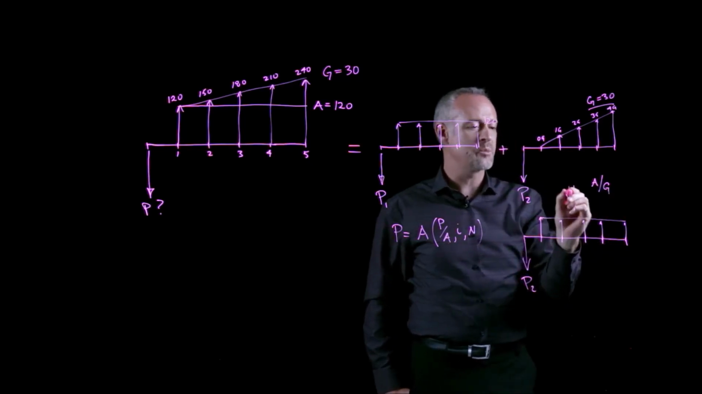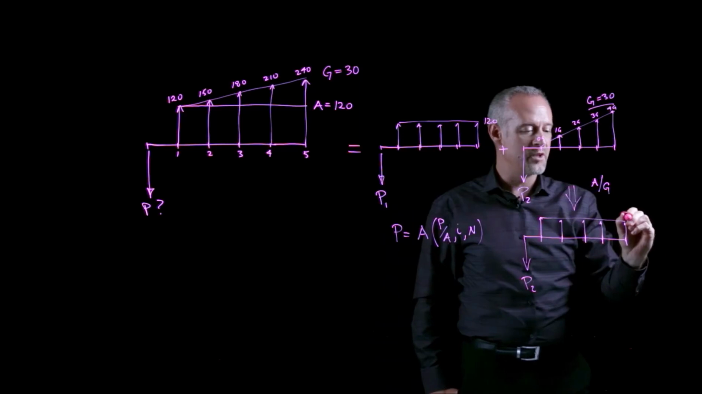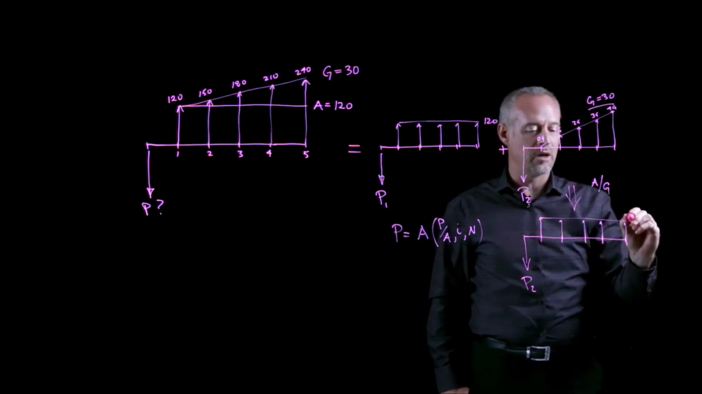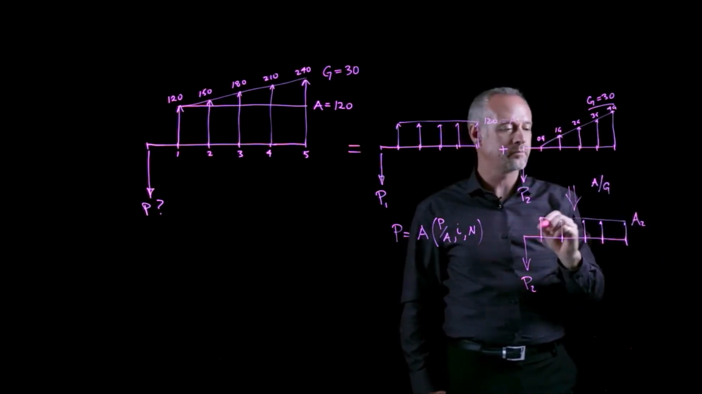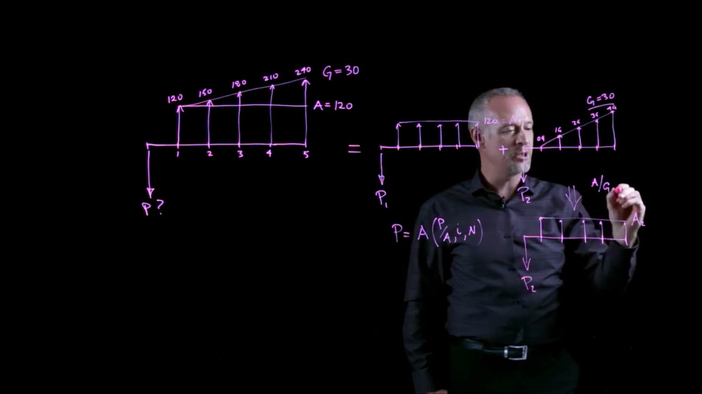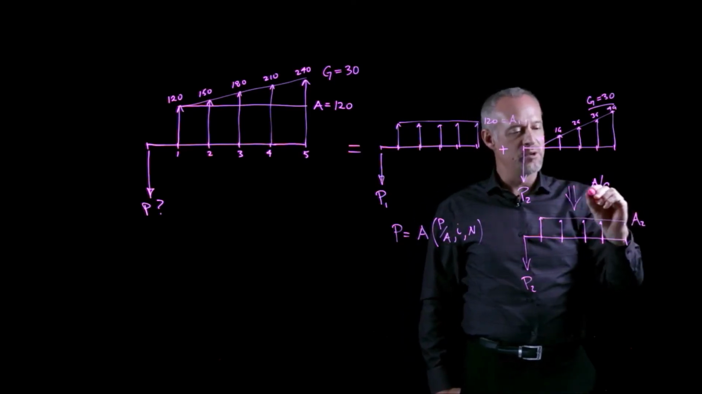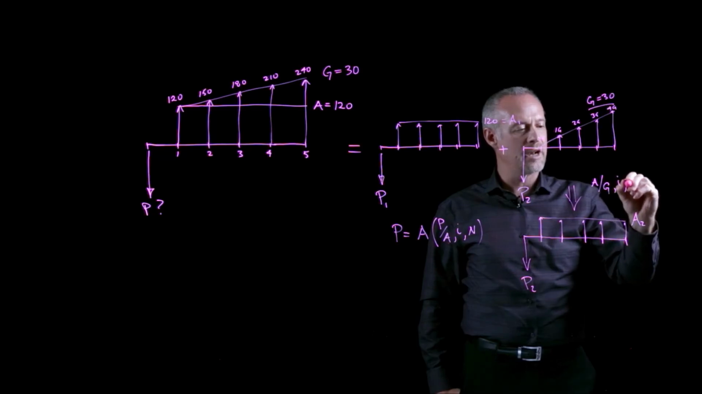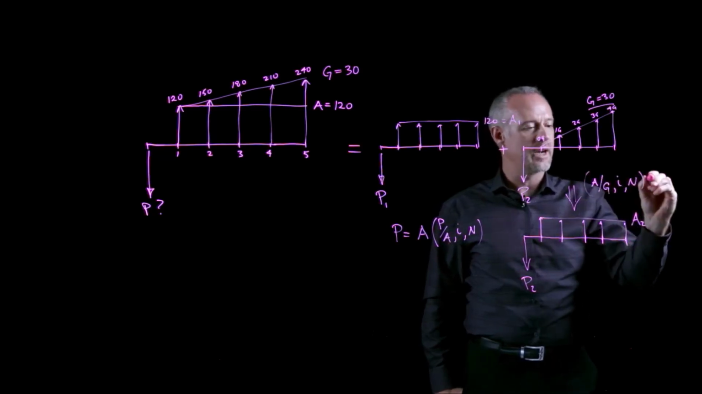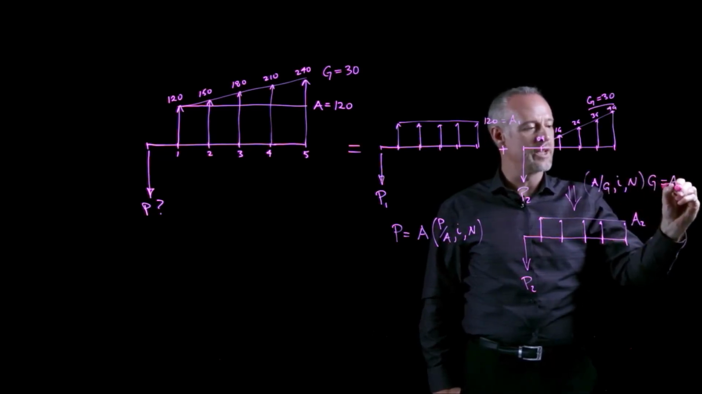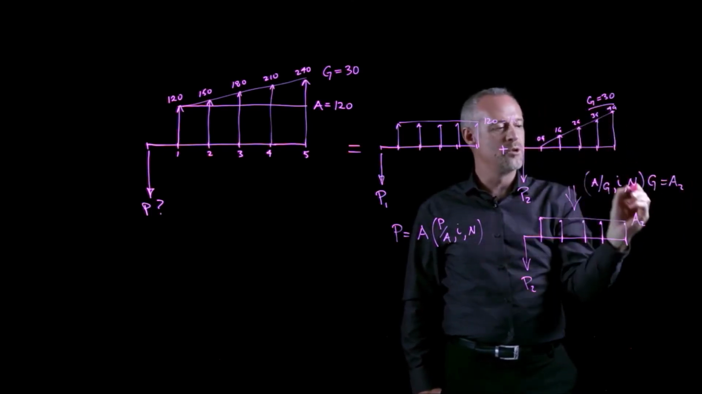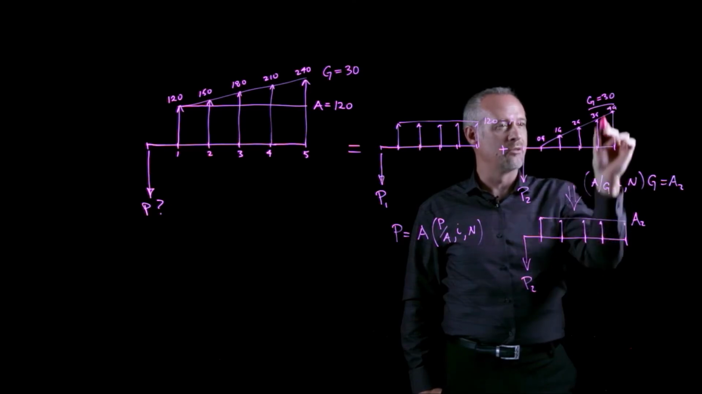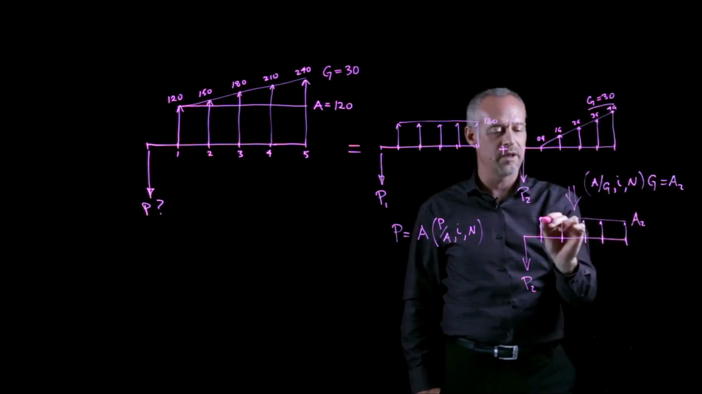So in order to do that for this problem, I can calculate the value of this new A. Maybe I'll call this A2, and I'll call this 120 A1. I can calculate the value of A2 by using the A given G factor for I and N, times G, is equal to A2. So what I've done here is use the A given G factor to convert the G into an equivalent A.